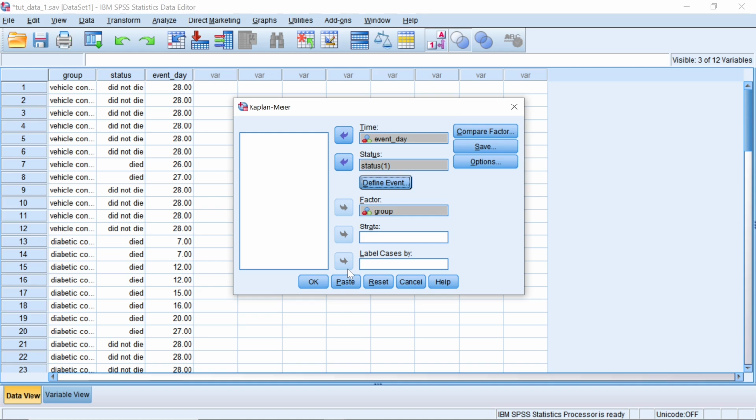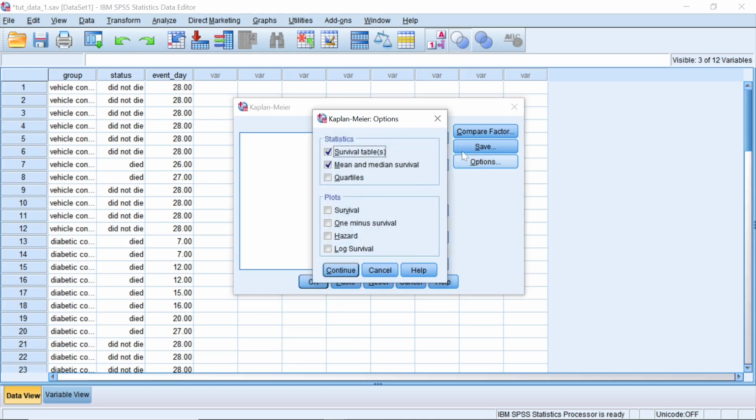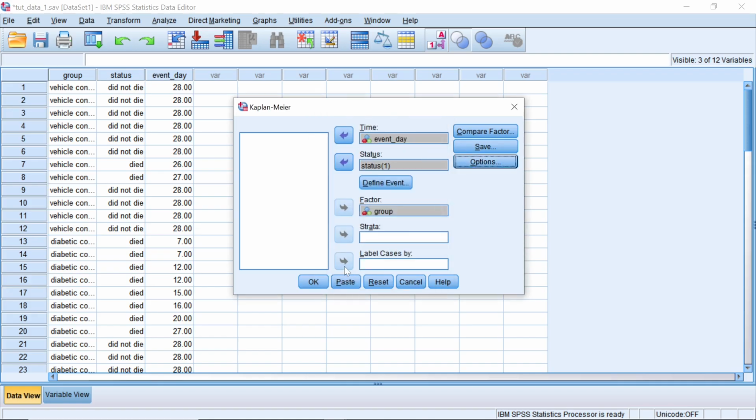But we may also want to see a few other things, including the Kaplan Meier survival analysis plot. So we go to options and you can see the survival tables are there, mean and median survival. We can also have the survival plot. So let's put that as well. And then we say continue and we are good to go.